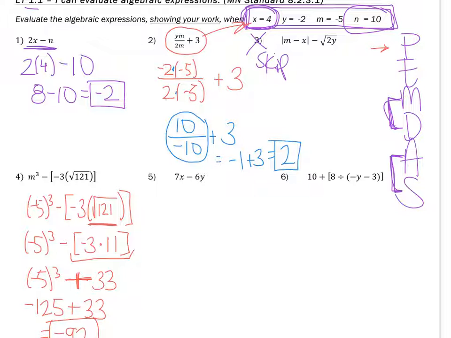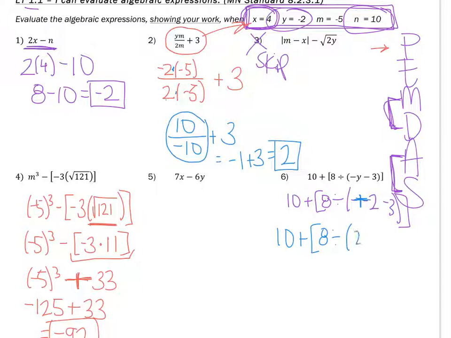Number 6, we have to plug in our values. So 10 plus 8 divided by, we have a negative y. Well, y is a negative 2, so I'm going to have a negative 2 minus 3 there for my problem. Now this one's kind of tricky, just be careful. Whenever you have two negatives, that's going to end up being a positive. So then let's rewrite our problem. We have 10 plus 8 divided by, here's a set of parentheses, 2 minus 3, and then we have our bracket. So like before, I'm going to work inside out. I'm going to work with my first set of parentheses and then work my way out.